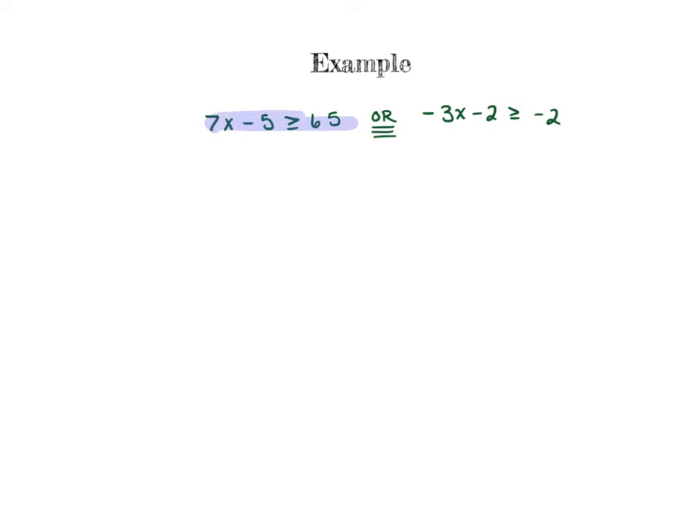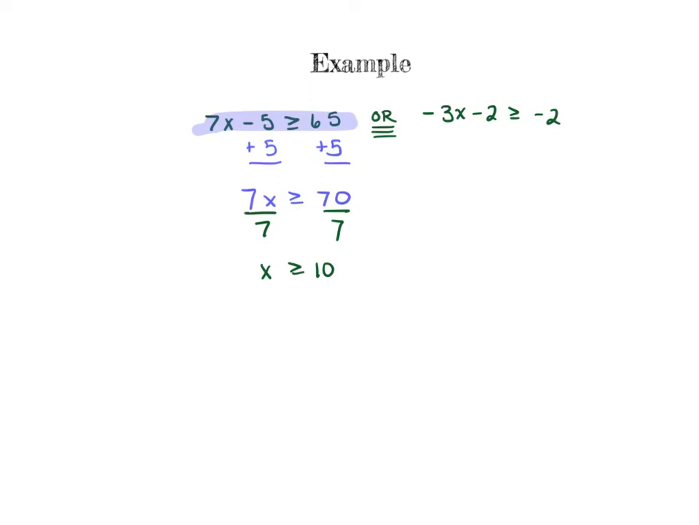So let's work on this one on the left-hand side. We'll add 5 to both sides, giving us 7x is greater than or equal to 70. We'll divide by 7. X is greater than or equal to 10. That's the first part of our problem.